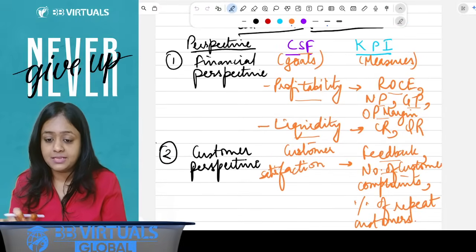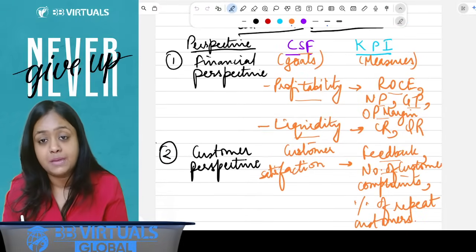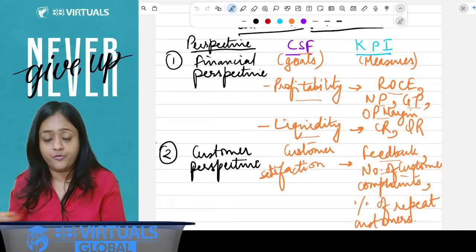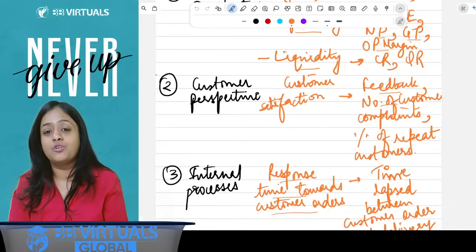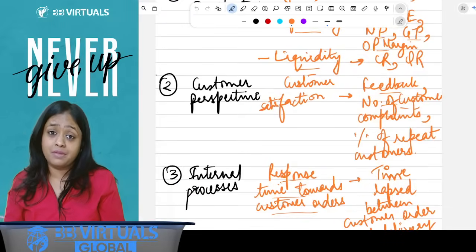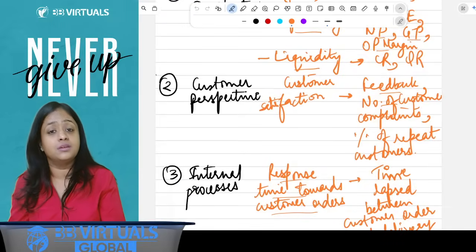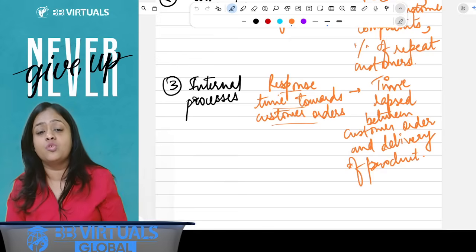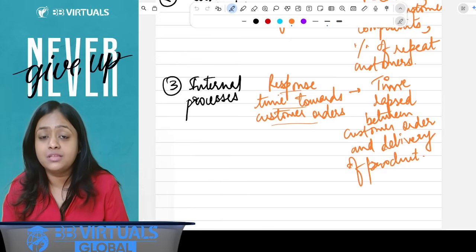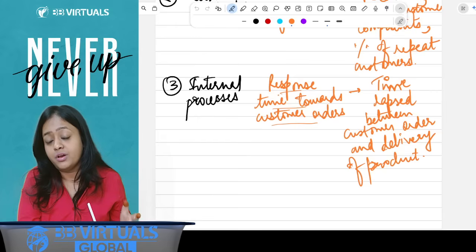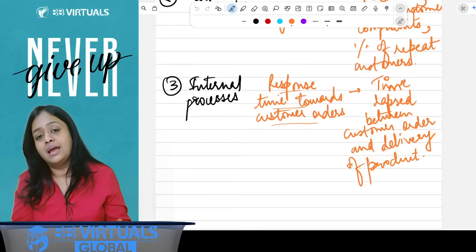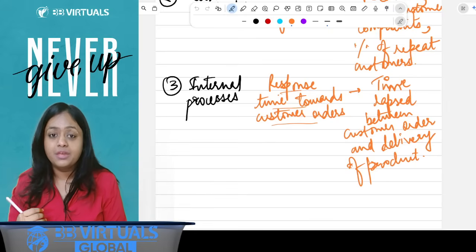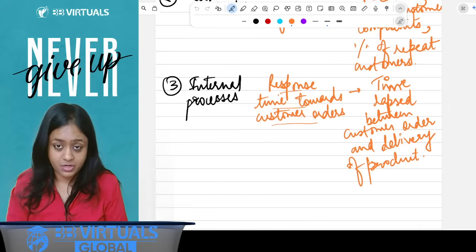So a few examples here. For the financial perspective, my goal can be profitability, and KPIs can be ROCE and net profits and others. Customer perspective, my goal can be customer satisfaction, and my key performance indicators can be the complaints, the returning customers, feedback, and all. Internal processes, for example, a goal can be to see the response between the time when the customer placed the order and the time when the customer is getting the delivery. Of course, the time lapsed, if it is less, then it's a better processing.